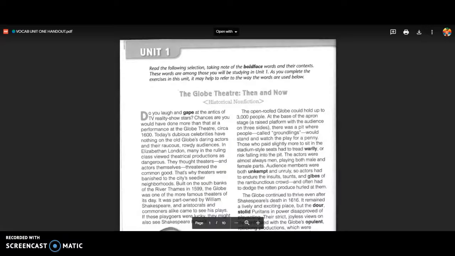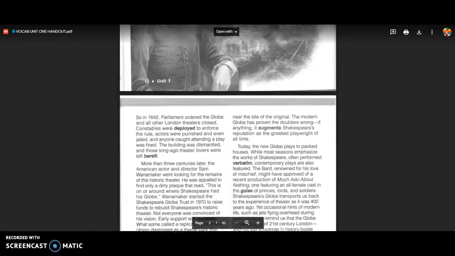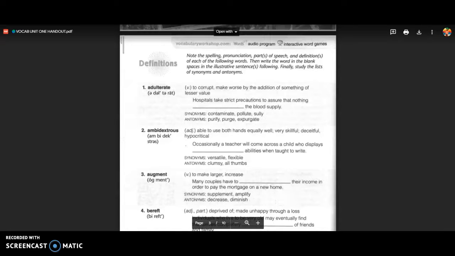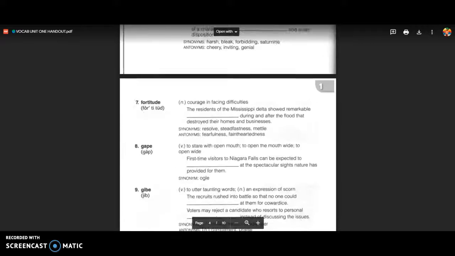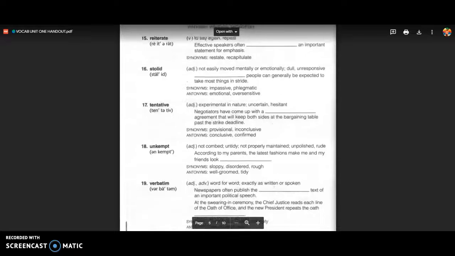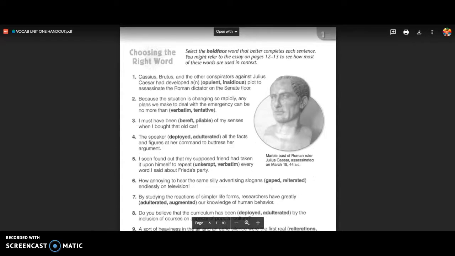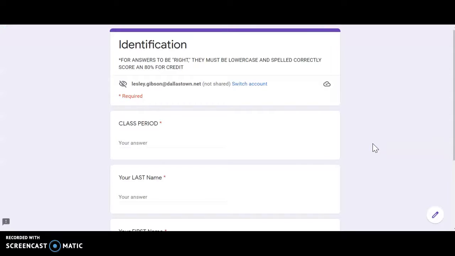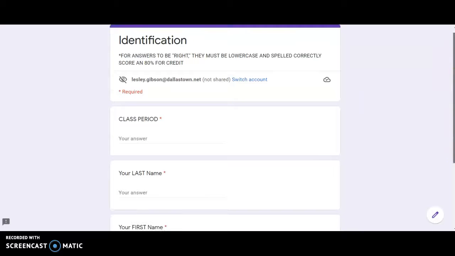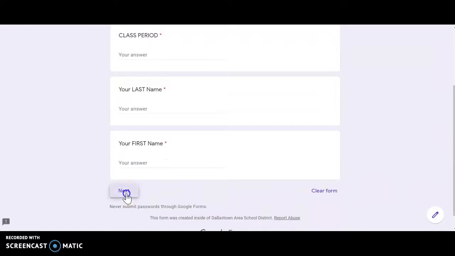So in this document, this PDF, you have the words used in context, but you need to keep scrolling. Then this first part isn't actually an activity, okay? Scroll, scroll, scroll, scroll, scroll down to choose the right word, okay? Now, when you go over to the form, this is where you put, sorry, my dog's barking. This is where you put the answers. Okay, so scrolling down, next.